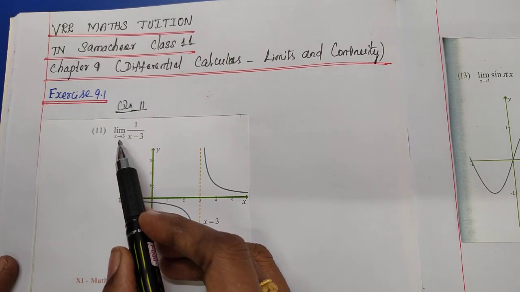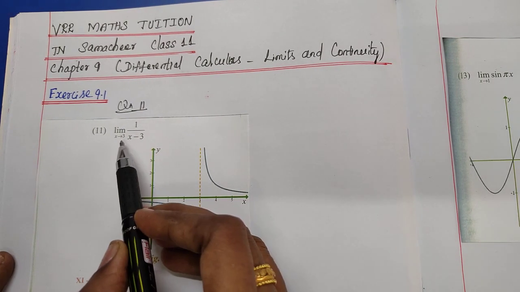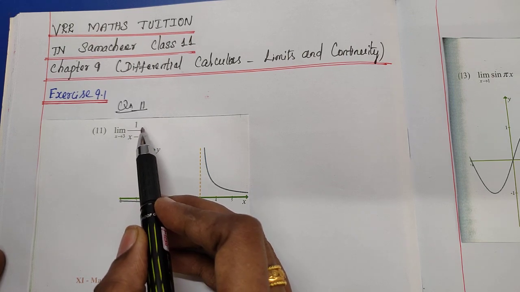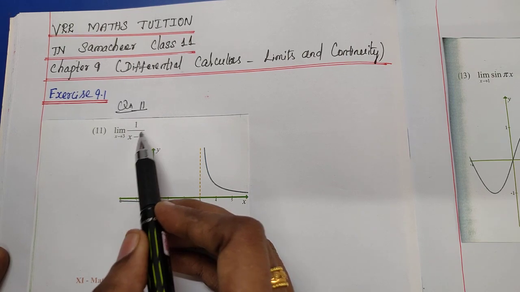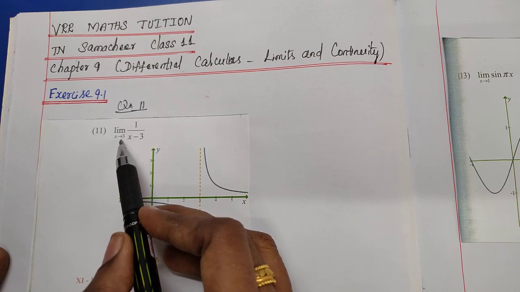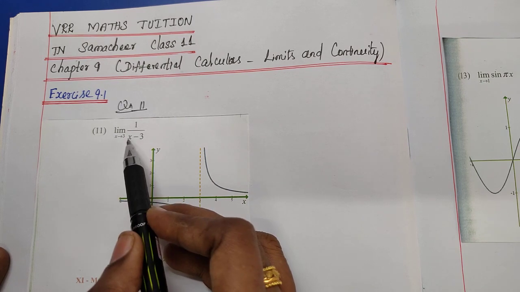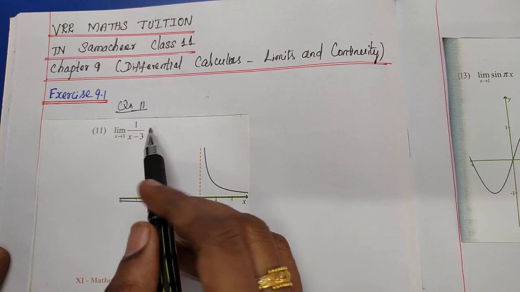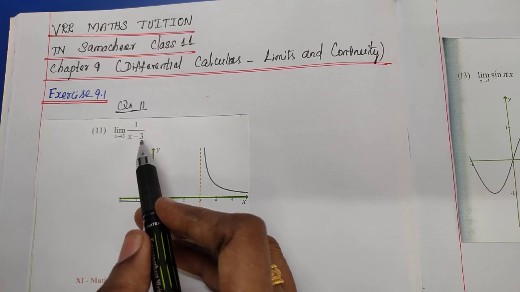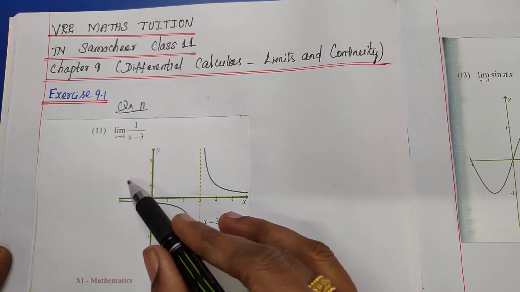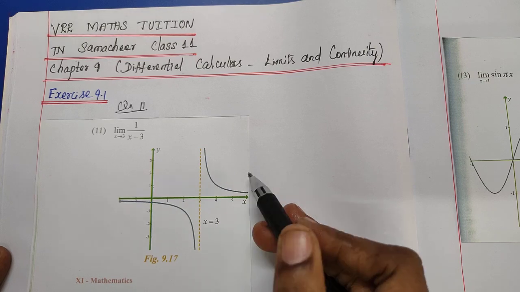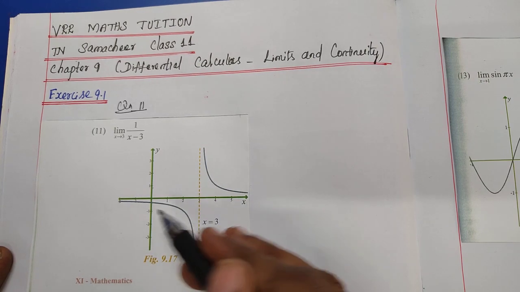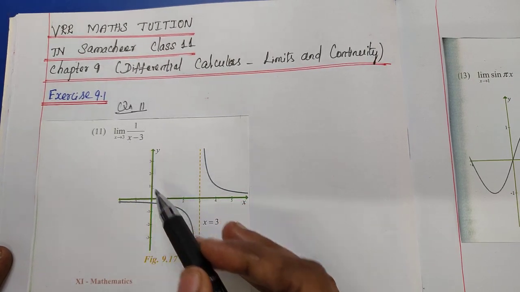The question is, estimate the limit value of the given function, that is 1 by x minus 3. So limit x tends to 3, 1 by x minus 3. The value of the limit is calculated by using the graph. The graph is given below. Using this graph, find the value of the limit.